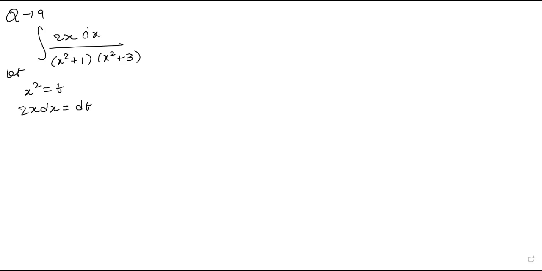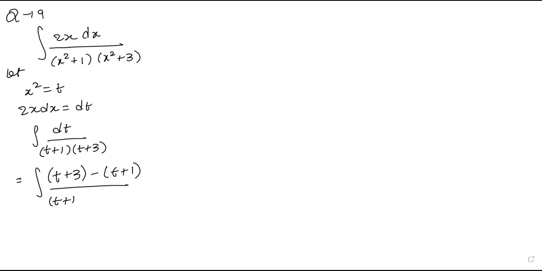Right. So this will be dt upon t plus 1, t plus 3. So if I write this, you can apply partial fraction, but it seems very easy for me to do it like this. So I am doing it. Otherwise, you can apply partial fraction. See, if I subtract this, then dt will get cancelled out, and 3 minus 1 will give me 2. But I want 1, so I am dividing 2 outside.